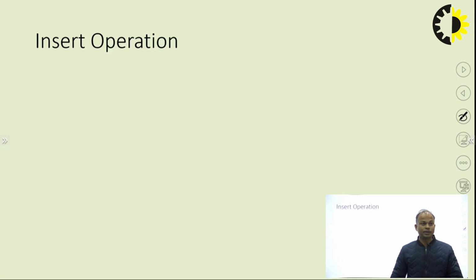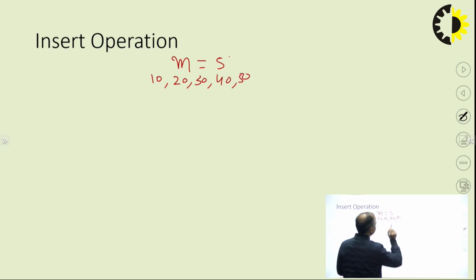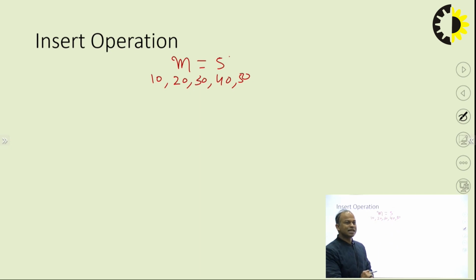Now, how can we define the insert operation? For that purpose, we are taking m equals 5, so the order of our tree is 5, and we have, for example, values like 10, 20, 30, 40, 50. Later, values can also be added as per our requirement to explain the example in a better way. So the first value is 10. We are putting 10 into the B tree.